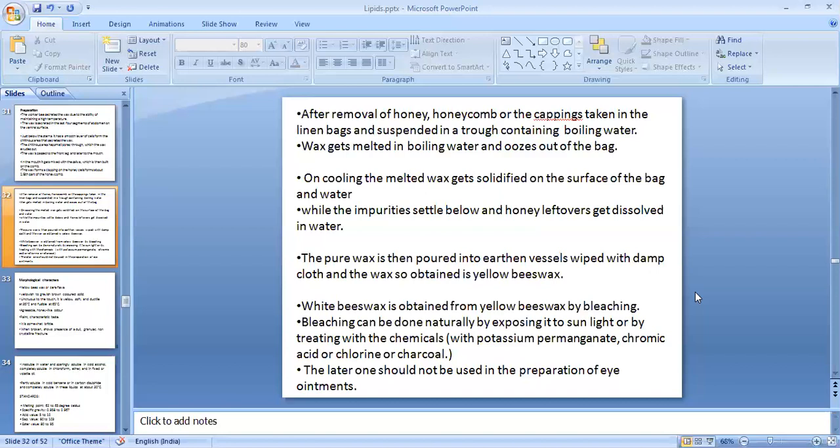And white beeswax is obtained from this yellow beeswax by bleaching. And this bleaching can be done by two methods. One is by exposing it to the natural sunlight, or by treating with chemicals like potassium permanganate, chromic acid, chlorine, or sometimes the color is adsorbed onto charcoal. And this white beeswax, which is prepared by using the chemicals, is not used in the ointment. Yellow beeswax is used.